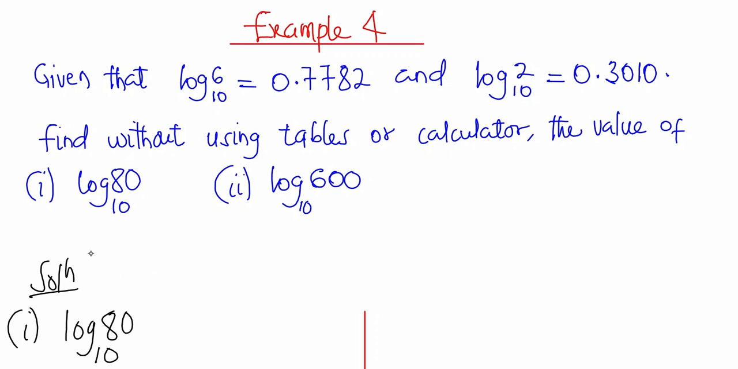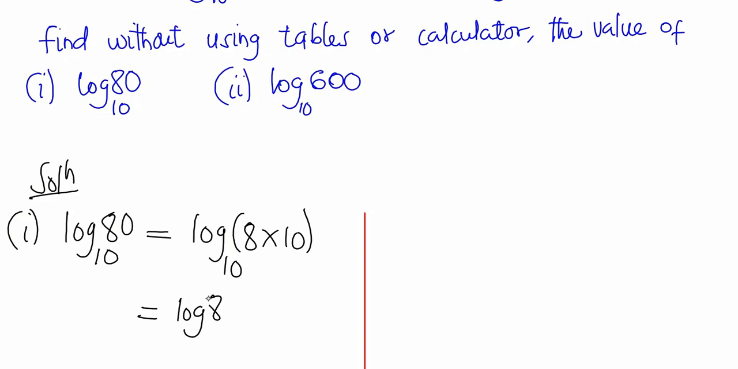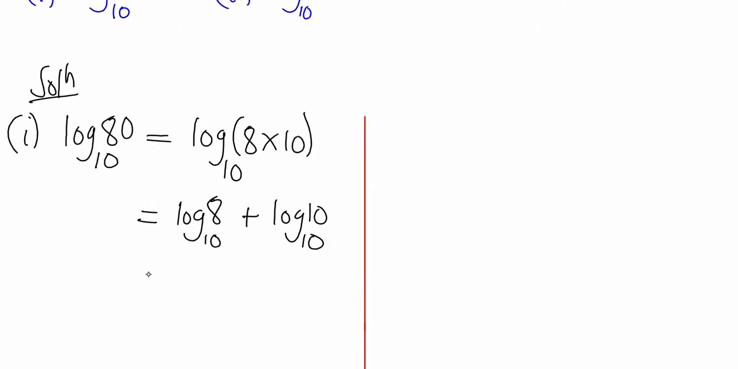in log 80 base 10. Now we know that 80 can be expressed as a product of two numbers by considering the logarithm of 8 times 10. We have our base 10 here. Now we can see that this has been written as a single logarithm. So expanding, we are going to have the logarithm of 8 base 10 plus the logarithm of 10 base 10. Now we can see that 8 can also be expressed as a base and exponent by considering 2 exponent 3. So now we are going to have logarithm of 2 exponent 3 for 8.